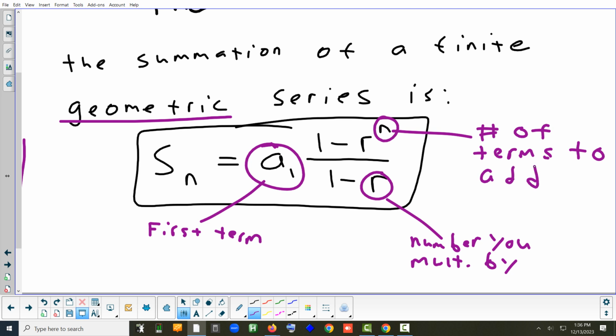Okay, and this is not a formula that you need to memorize. You can put that on your reference sheet. You can use that on the test. So that's one I would put down. Okay, so that's the sum of a finite geometric sequence. Does everyone have the formula?